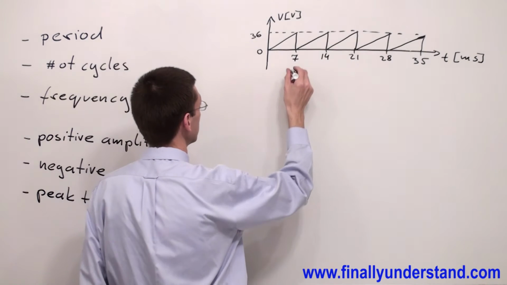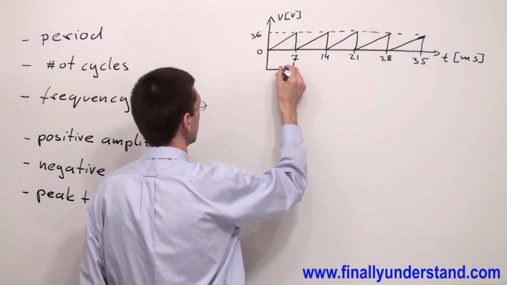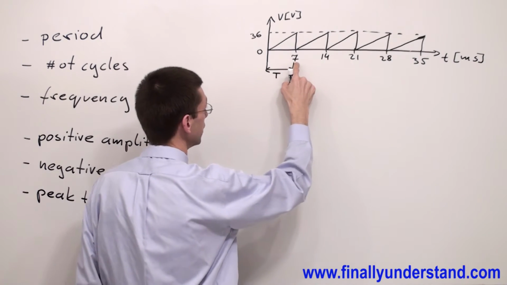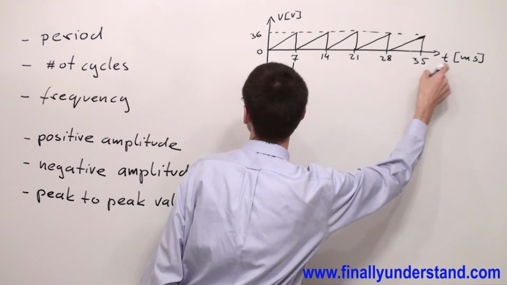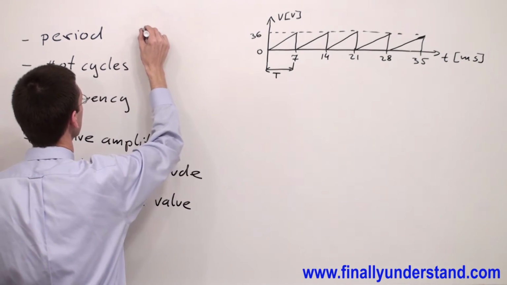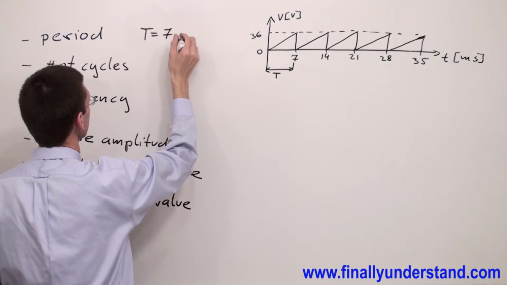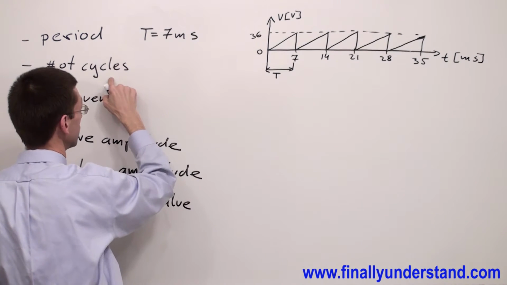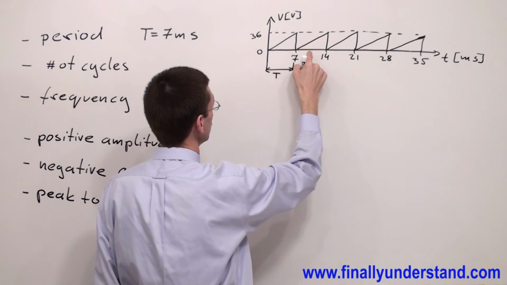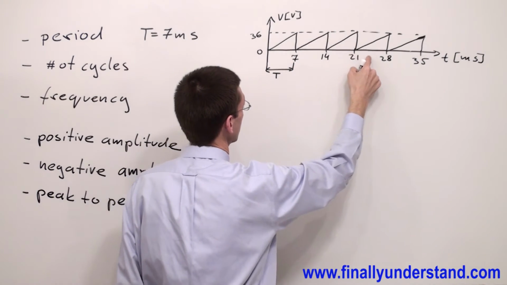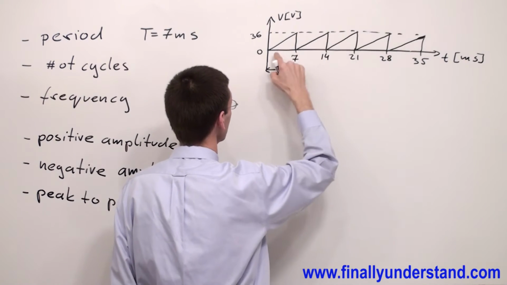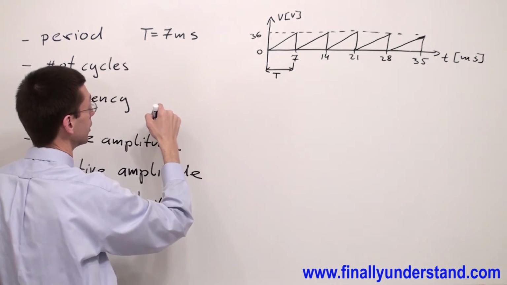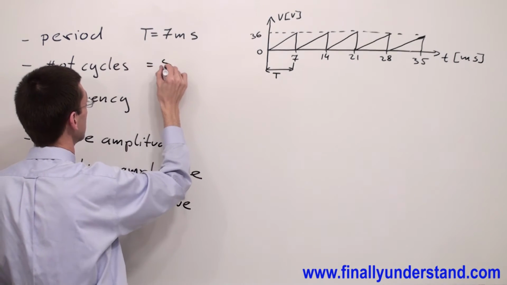So, the period of this waveform, T, is equal to 7 milliseconds. Period is equal to 7 milliseconds. Number of cycles, 1, 2, 3, 4, 5. Remember, a cycle is this part of the wave which constantly repeats. So I have 5 cycles.